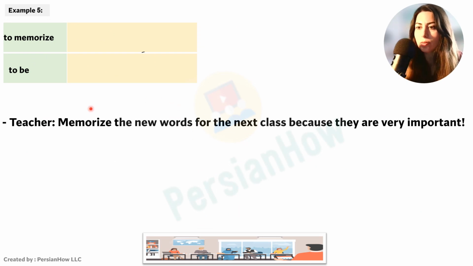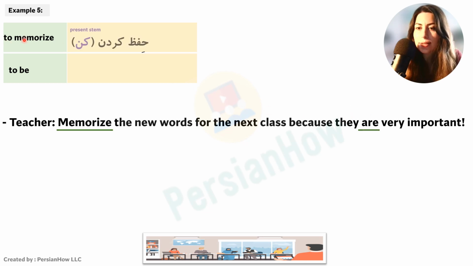Last example for this lesson. So now the teacher is telling the students, memorize the new words for the next class because they are very important. So we have our first verb here, memorize, which should be in imperative mood. And the second one is are, but this one is just indicative mood.